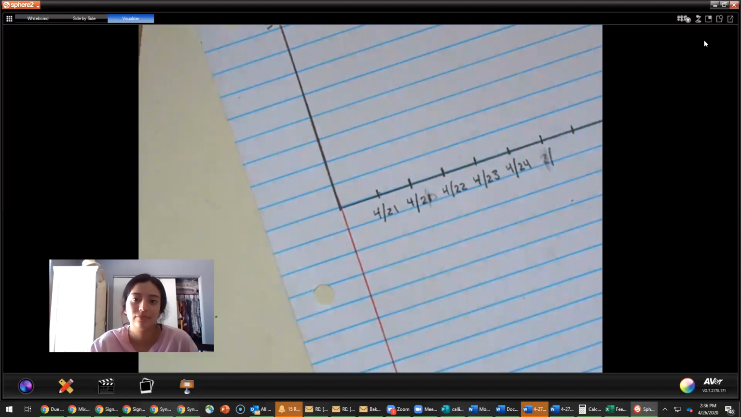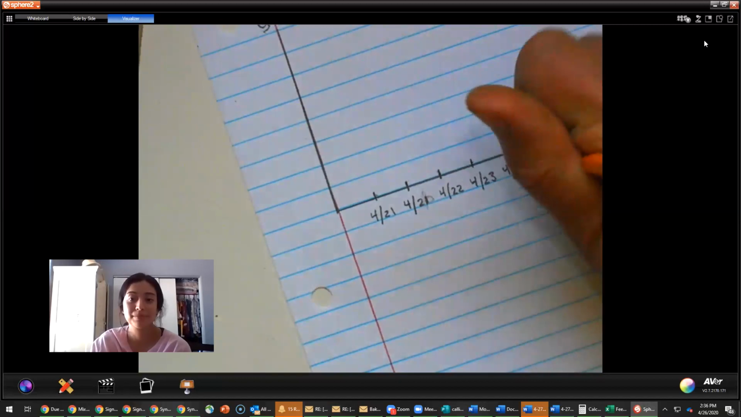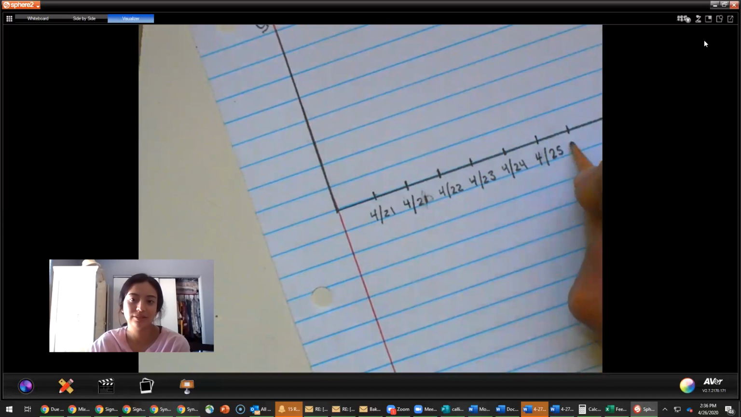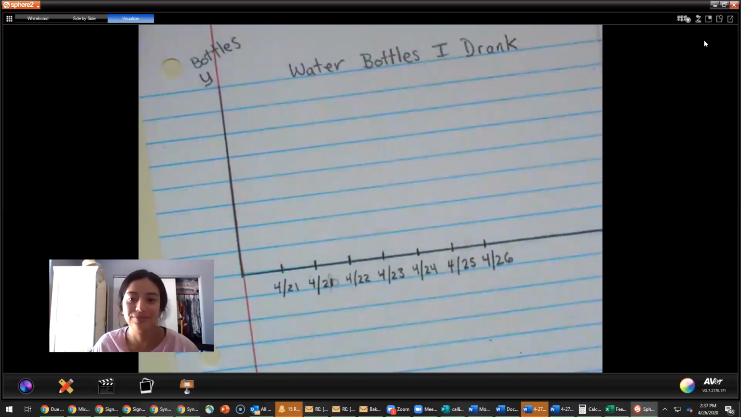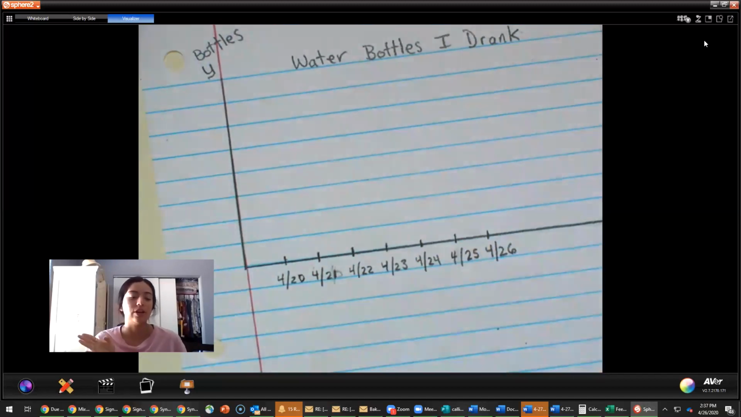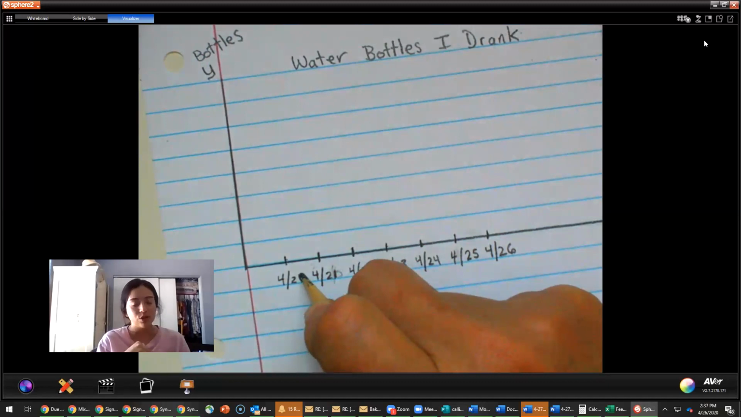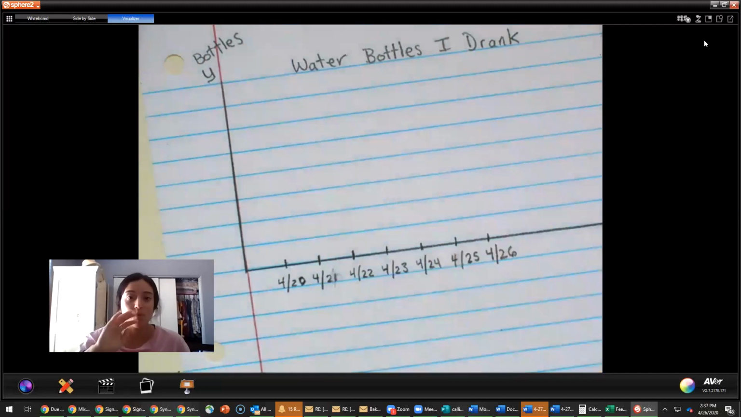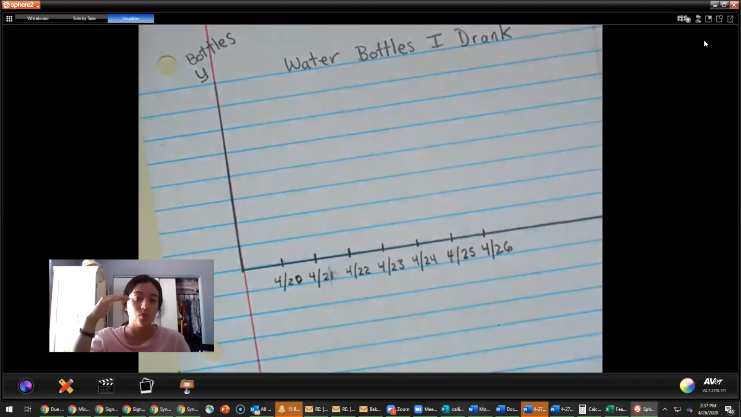I'm just going to go ahead and get an eraser because I made a little bit of a copy error here. All right, cool. So now that we have our x-axis set, we are going to be focusing on our y-axis, how many bottles I drank. So for this one, boys and girls, you'll want to see what your max amount was and count how many lines you have, to decide what unit of increments you're going to do.